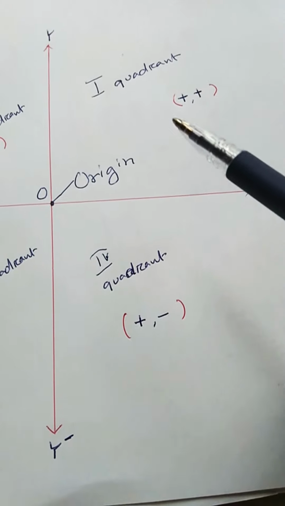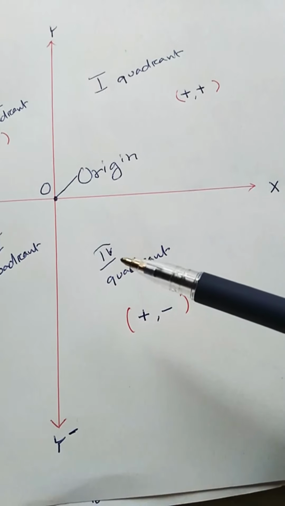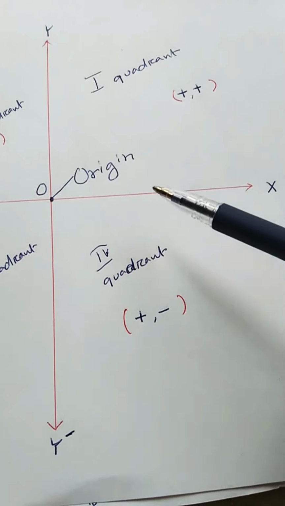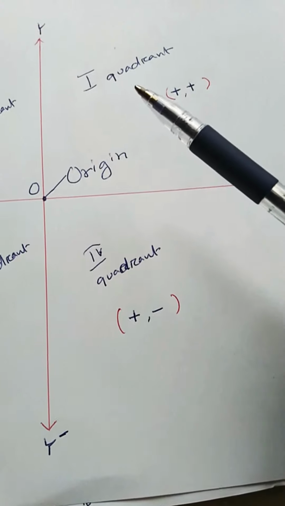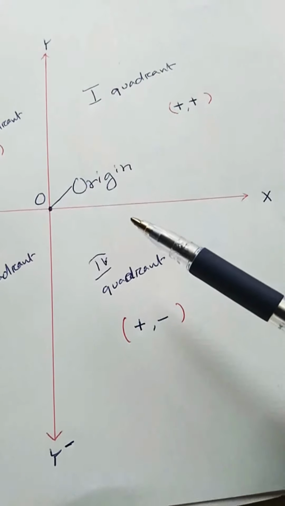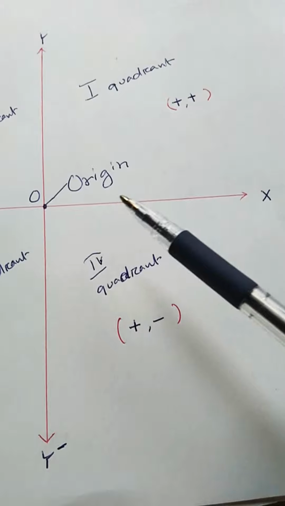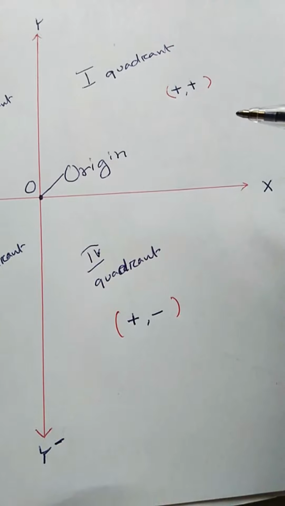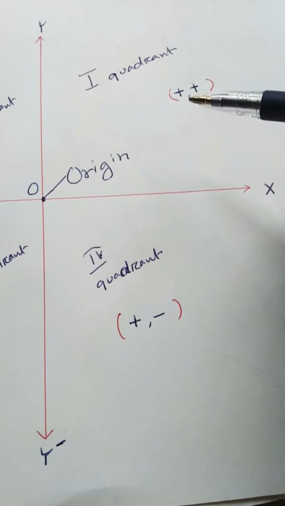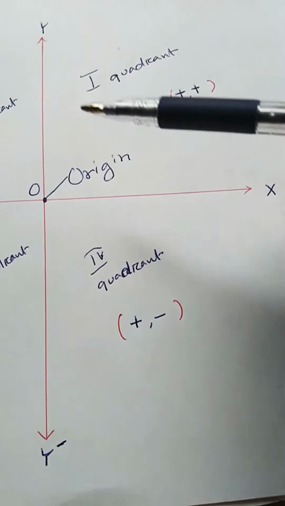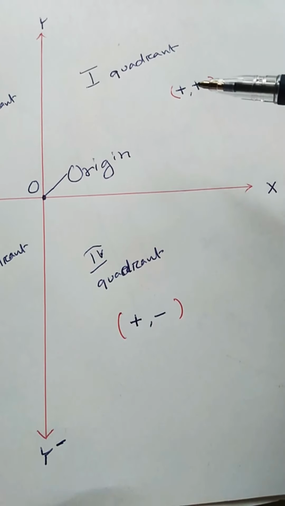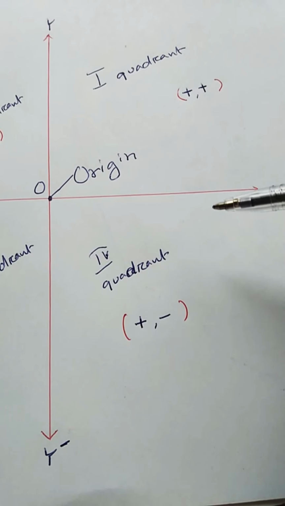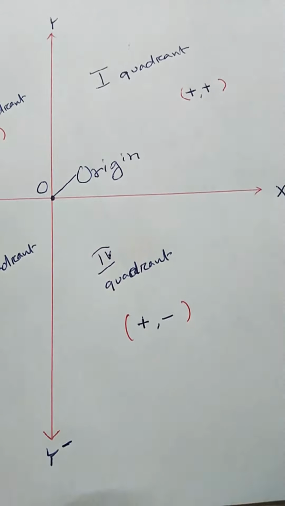Now in each quadrant the sign of x and y will be different depending upon which side it is taking. Say for example in first quadrant, here we can see x is taking positive part, y is also taking positive part. So the sign of x value will be positive and y value will also be positive. Remember, the first value will be indicated by x only. So here it is plus plus.